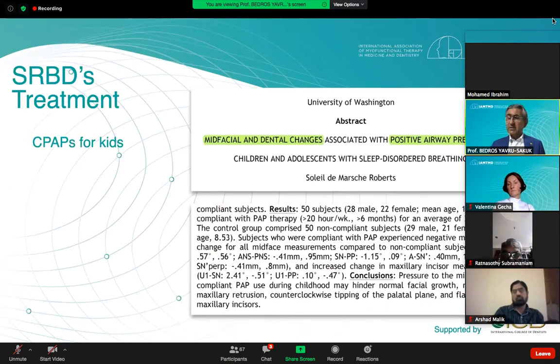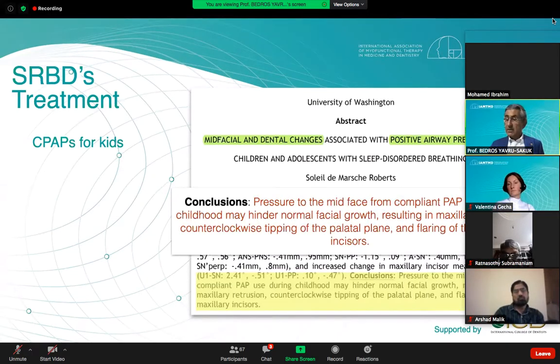And in addition, a study made by Soleil Demarche Roberts at the University of Michigan shows that the pressure to the midface of the child may interfere with the normal facial growth, resulting in maxillary retrusion, counterclockwise tipping of the palatal plane, and flaring of the maxillary incisors. So it's quite dangerous to use them on an infant sometimes or a child.